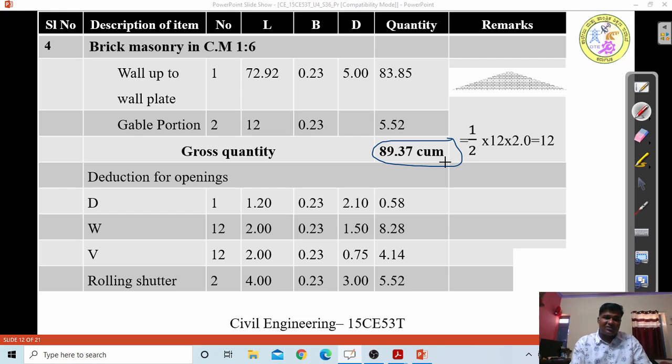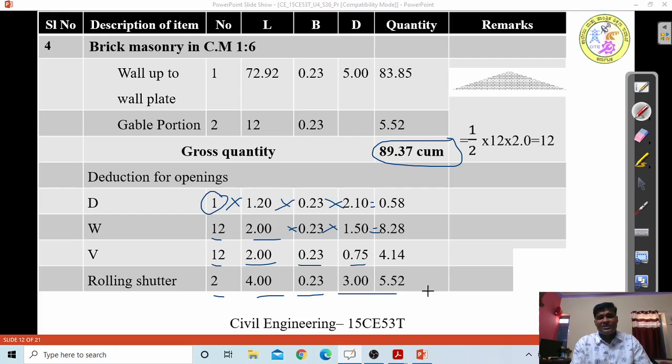After this I have to deduct for columns, for lintels and for openings. There is one door, 1.2 by 0.23 by 2.1, and there are 12 windows, 2 into 0.23 into 1.5 is equal to 8.88, and 12 ventilators, 12 into 2 into 0.23 into 0.75, and there are 2 rolling shutters.